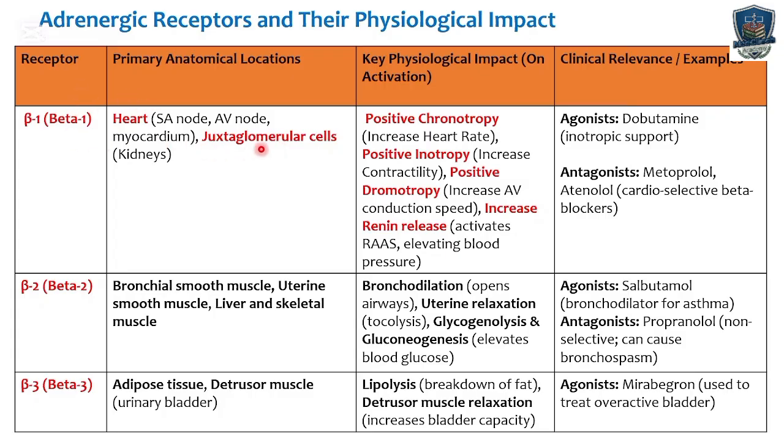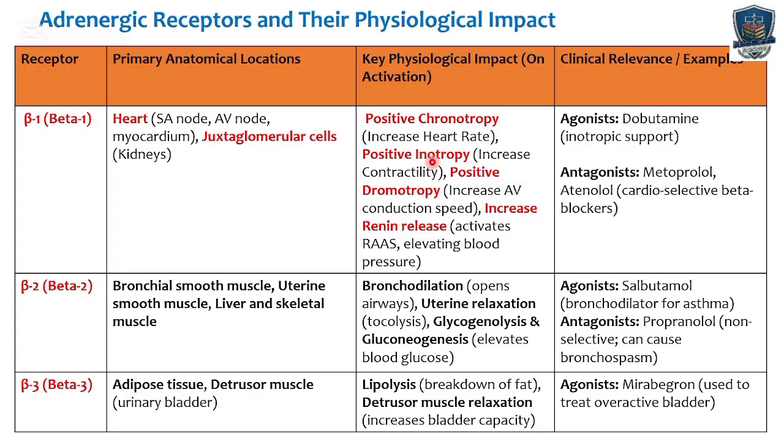So beta 1 has several impacts. The key physiological impact of beta 1, number 1, is positive chronotropy. Positive chronotropy basically means an increase in the heart rate. Also, beta 1 leads to positive inotropy, an increase in heart contractility. They also lead to positive dromotropy, which stands for an increase in AV conduction speed. They also lead to an increase in renin release, and this happens when there's an elevation of blood pressure.